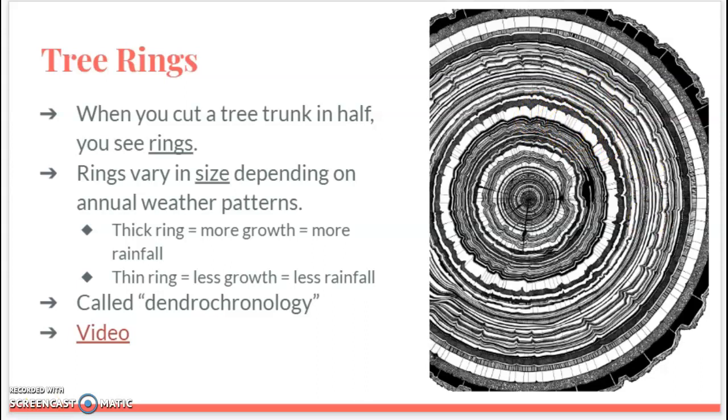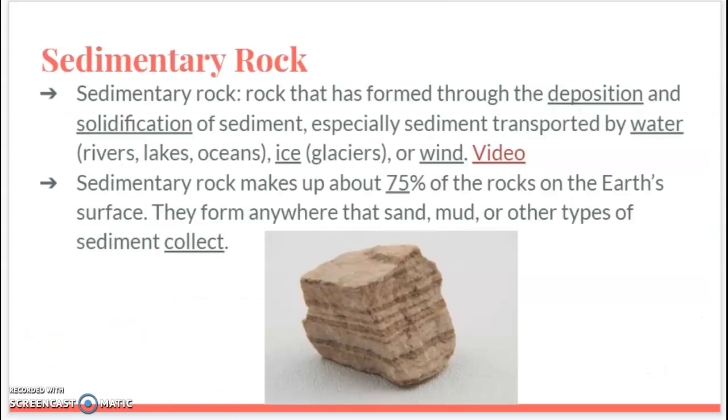Okay, if you want to pause this notes video, you can click on this link below and watch the short little video clip about dendrochronology. And then we will move on to sedimentary rock.